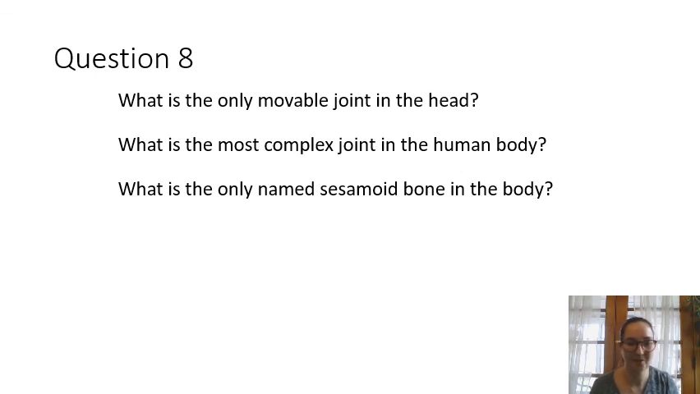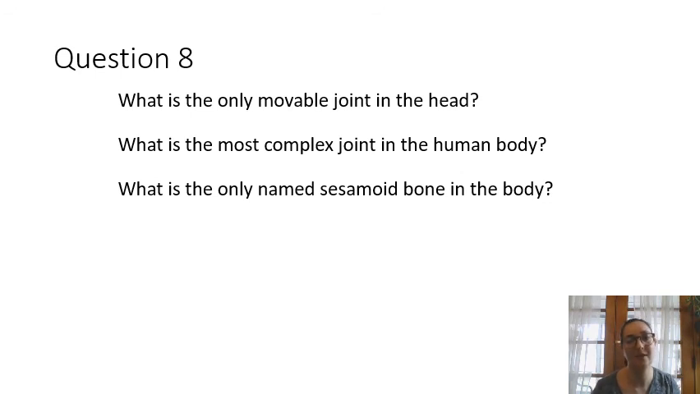All right, some questions here. The only movable joint in your head would be, yep, that's this one. The temporomandibular joint is the only movable joint in the head. The most complex joint in the body, it's your knee. Your knee is definitely the most complex joint in the body. There's a lot of moving parts there, and it's very complex to hold that knee joint together and bear all the weight.